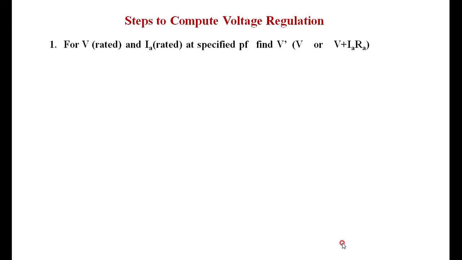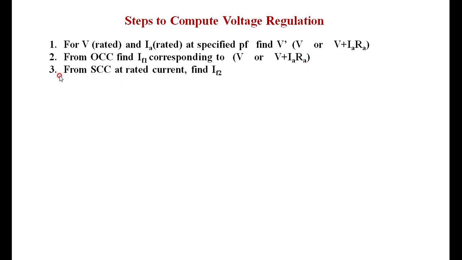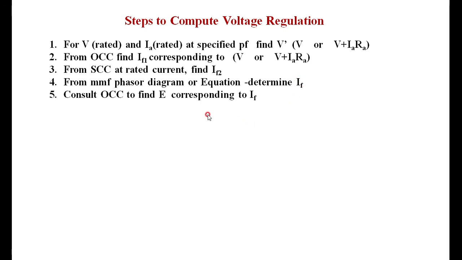Okay. Then the steps involved, as I told you: you have to find out V plus IR cos phi. Corresponding to V plus IR cos phi, you have to find out the value of IF1 from the OCC, not simply V plus IR, it is V plus IR cos phi. The third step is, from the short circuit characteristics you have to find out IF2. Then from the MMF phasor diagram you have to find out the value of IF, or you can make use of the formula. Then find out IF. Corresponding to IF, you have to project on the OCC and find the value of E, so that you compute the voltage regulation.